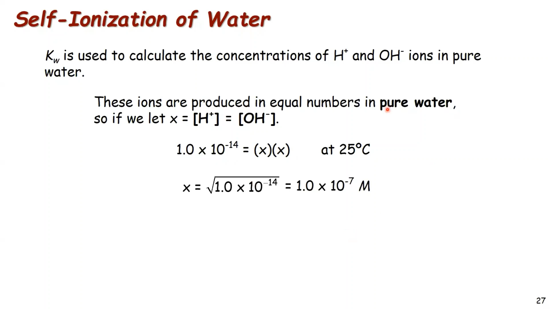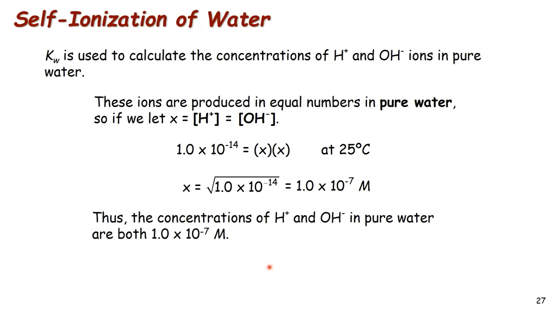That means in pure water, which we're going to call neutral, in neutral water, the concentration of the hydrogen is 1.0 times 10 to the negative 7, and the concentration of the hydroxide is 1.0 times 10 to the negative 7. Okay? So thus, the concentrations of H plus and OH minus in pure water are both 1.0 times 10 to the negative 7. Okay. Any questions about that?